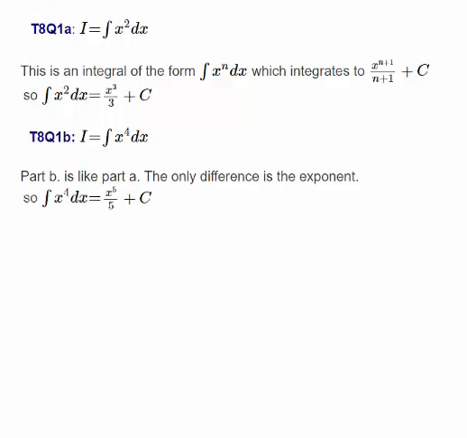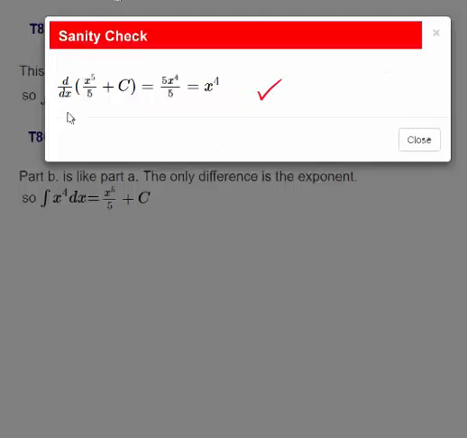Again we're going to differentiate this just to check. So the differential of x to the 5 over 5 is going to become 5x to the 4 over 5 and the constant will disappear. The two 5's will cancel, giving us x to the fourth, so that's okay.